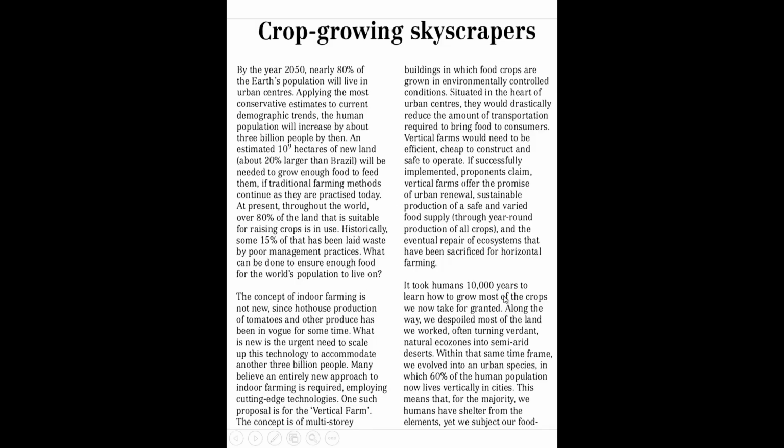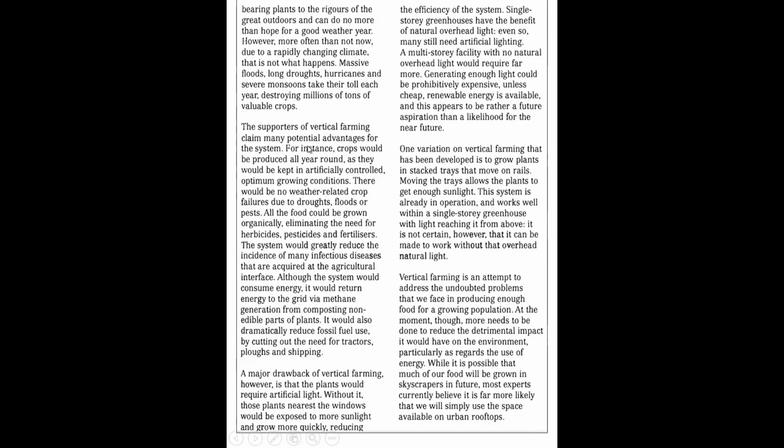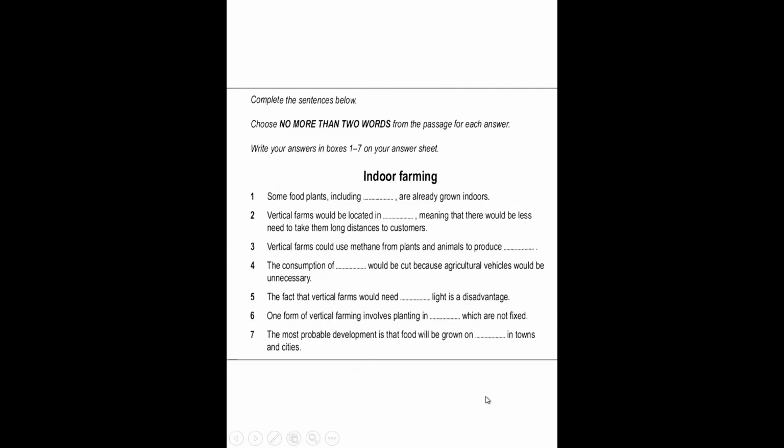The third paragraph was giving generic information on agriculture. The fourth paragraph was talking about vertical farming, a certain concept and its advantages. The fifth paragraph was talking about potential disadvantages or drawbacks of vertical farming. Sixth paragraph, a variation in vertical farming. And the last paragraph, how it can be an attempt to address the food issues that can come up in the future. So that's about it. Now let's go start solving.